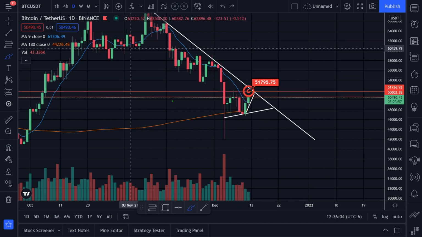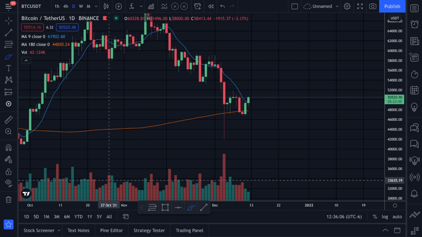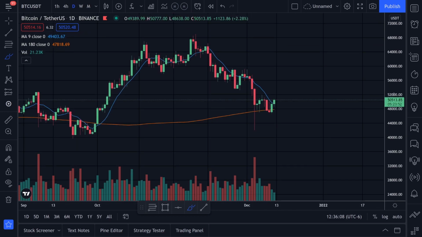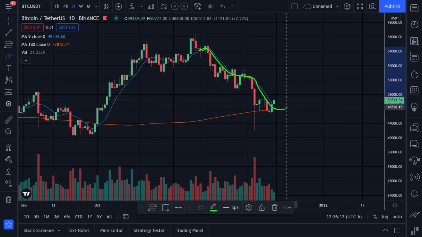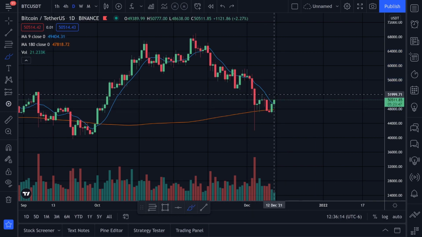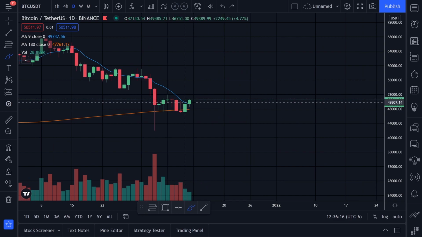But the one thing that I am kind of liking that we did is we have the 9 moving average right here, this blue line right here. We actually broke above it, is the point. We broke above it today. I'm kind of curious if we could stay above it.